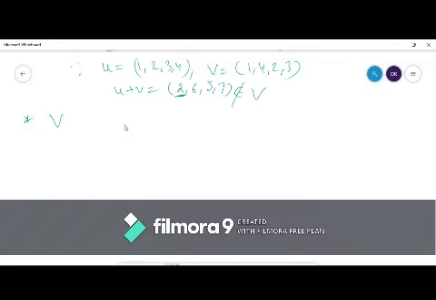If V is of the form x1, x2, x3, and x4, where x3 equals x1 plus 4x2, this is equal to 0. This is a particular linear combination. In case of linear combination, there is no problem. This follows all the properties of a vector space, hence this is a vector space.